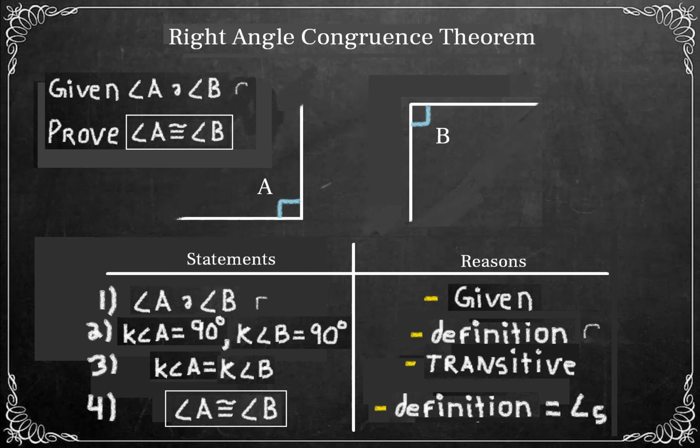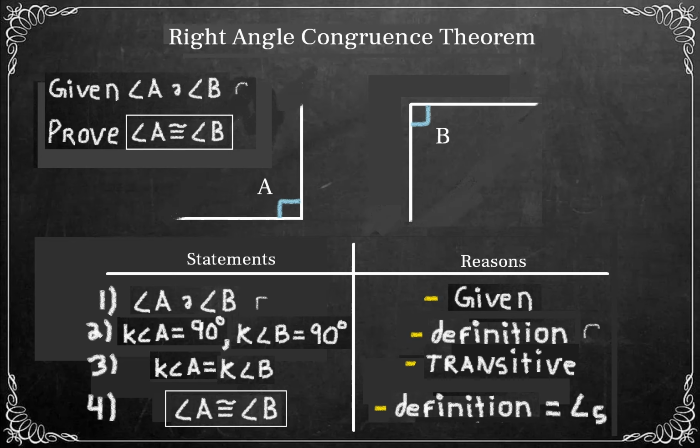In a classic geometry proof, we have our statements and reasons. The first statement: angle A and angle B are right angles. The reason? This was given. Next, if we take a K measure to both angles, we find both angles are 90 degrees. The reason? By the definition of right angles.